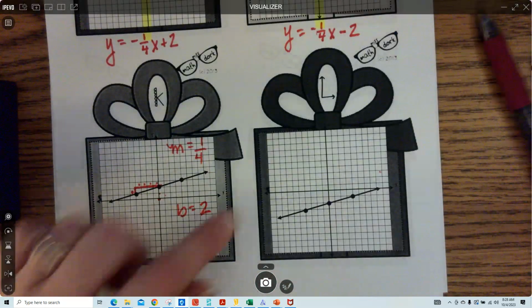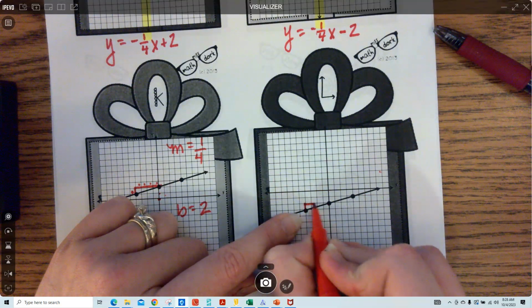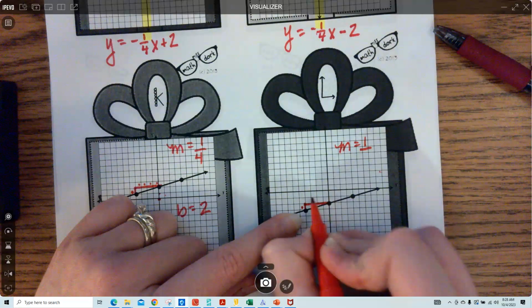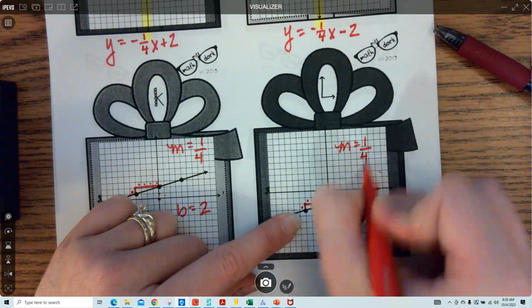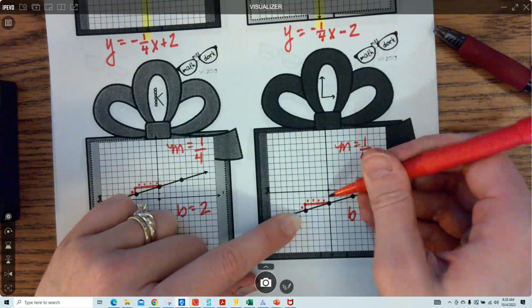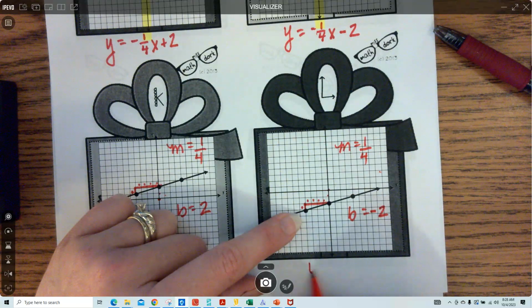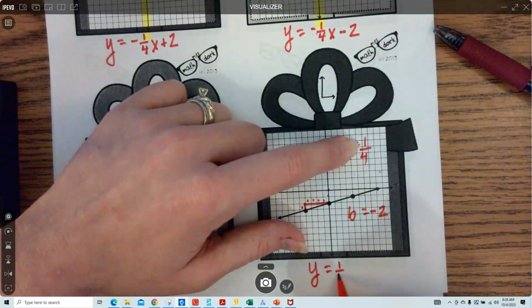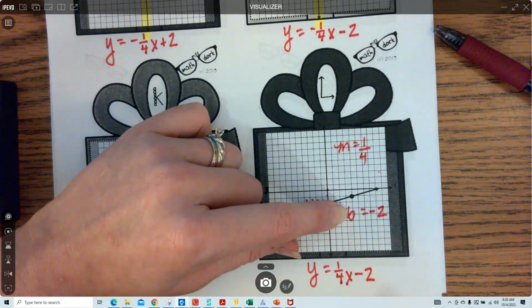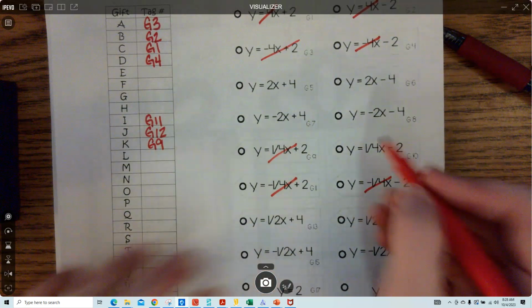Again, bet you can guess what L's going to be. From here to here, got to go up and then over. I went up 1, over 4. Y-intercept is right here, so I'm going down 1, 2. So that's a -2. Slope comes first, tack on the x, then the y-intercept. So that's G10.